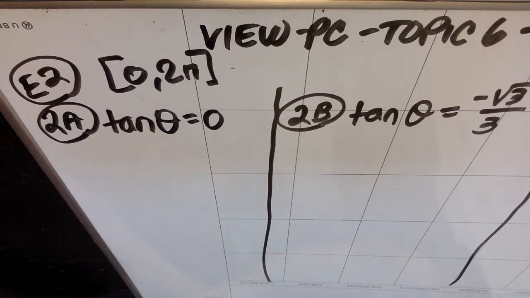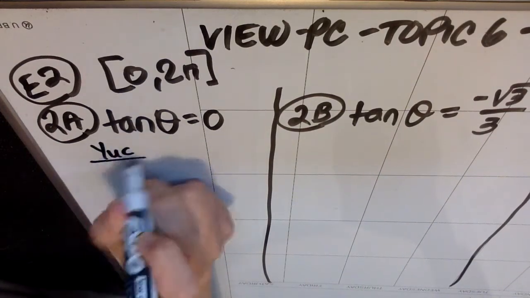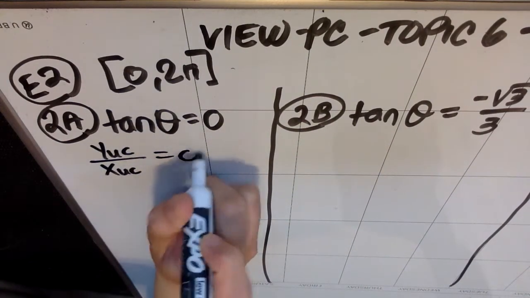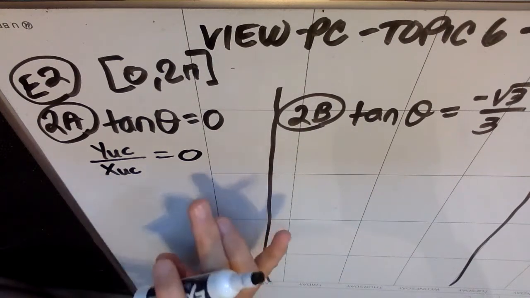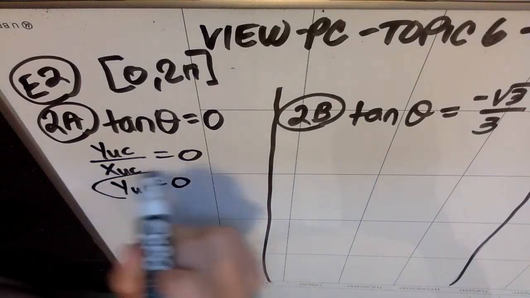So remember the relationship. The first thing you have to do is figure out the trig function you're given. How is that related to the unit circle? So tangent is the y on the unit circle on top of the x on the unit circle. And we're saying that equals 0. Well, if you multiply the x in the unit circle over, what you're going to get is that the y on the unit circle is 0. That's what you're looking for.